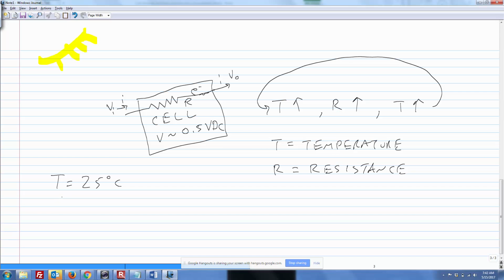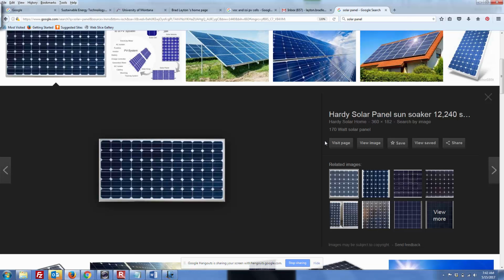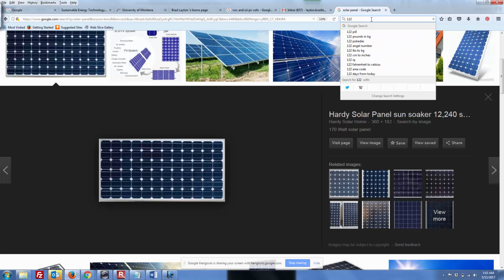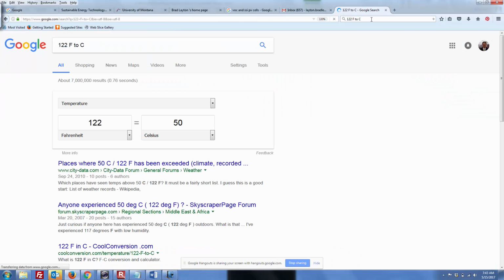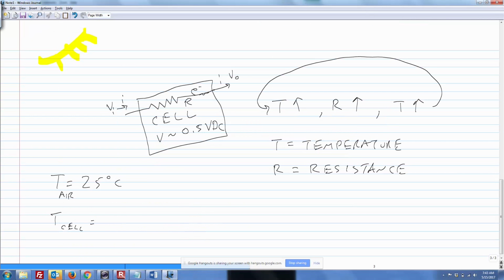So as the temperature of the air goes up, the temperature of the cell goes up as well. And what we've said here is 122 degrees Fahrenheit. Let's just go and check and see what that is in centigrade. So 122 F to C. It can be as high as 50 degrees centigrade. So equals 50 degrees Celsius. And of course we know that as the temperature goes up, the voltage goes down, and that makes the power go down.